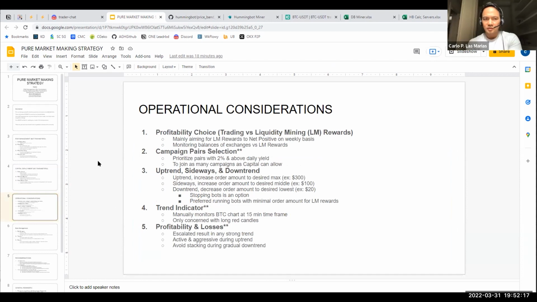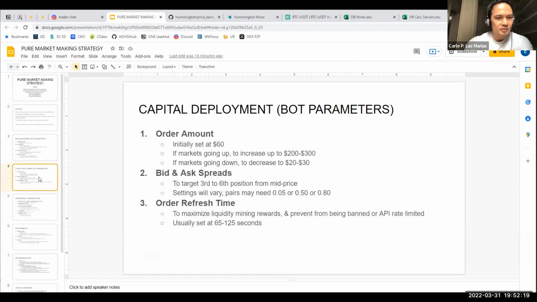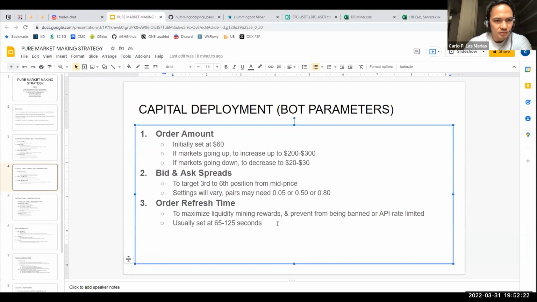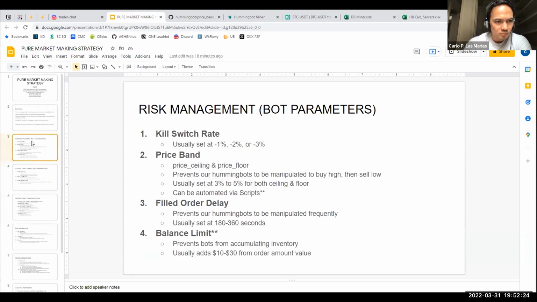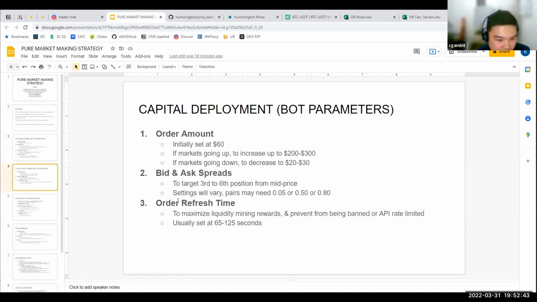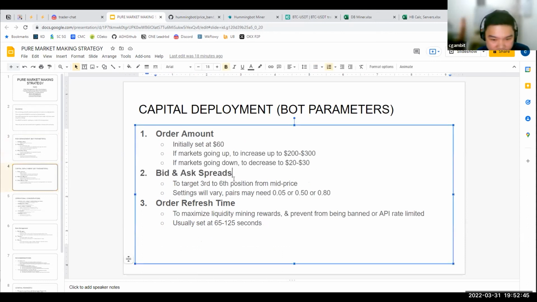Hey, Kawita, sorry, let me ask you a question back to the previous page you were just on. So when you set the bid-ask spreads between 3rd and 6th place, that's when you first start running the bots, right? How often do you check that? Do you try to check it and adjust to make sure you maintain that? Not the next, I think the next slide. So this one, right? Yeah. The 3rd to 6th position. How often do you update that?